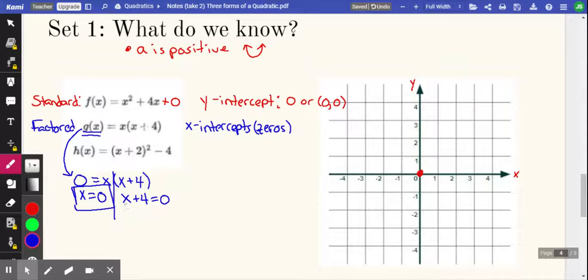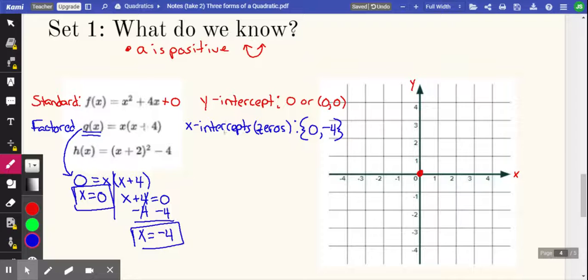Then on this one here, x plus 4 equals 0. I've got to undo my addition, so I'm going to subtract 4. And 0 minus 4 leaves me with negative 4. So that's telling me my two zeros, my two x-intercepts. When we make a list like this in math, a lot of times we'll use those fancy curly braces, and I can list out my two numbers. If I wanted to do them that way, that's fine.